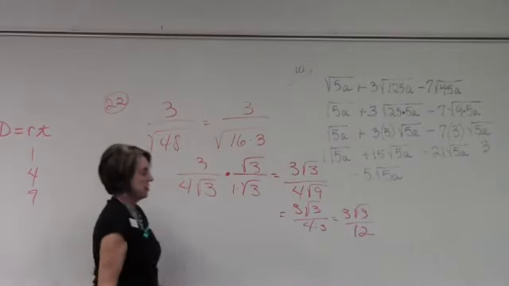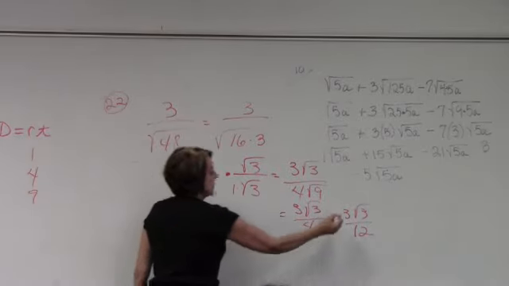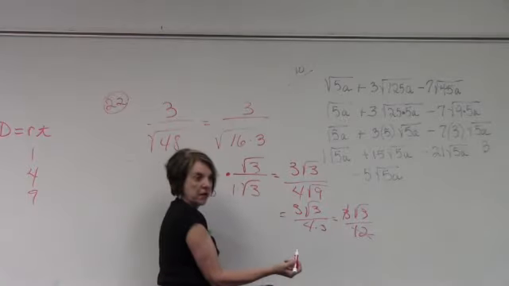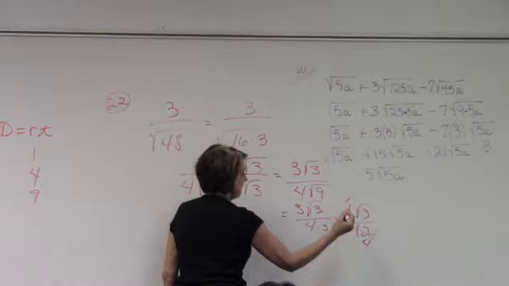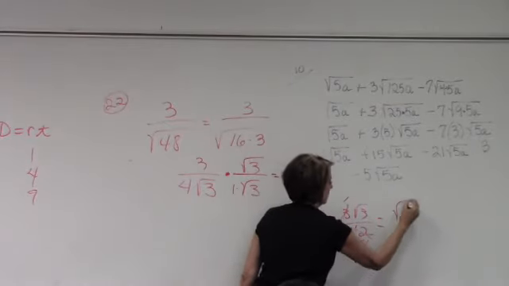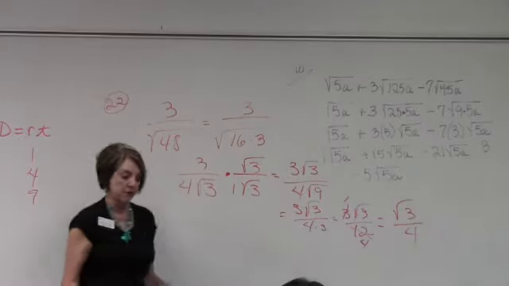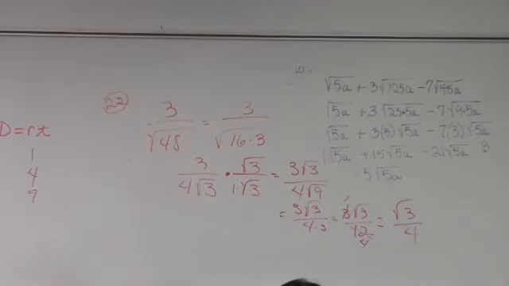Am I finished? No. Because what can I do now? Reduce, simplify, divide top and bottom by 3. You get a 1 here and a 4. So what's my final answer? Radical 3 over 4. And that one is A. Question on it? No?